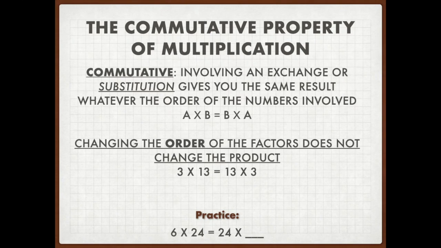If I have 3 times 13, that's the same thing as 13 times 3. So changing the order of the factors does not change the product. This is the same type of thing as the commutative property of addition, but here I'm multiplying. So 6 times 24 is the same as 24 times 6.